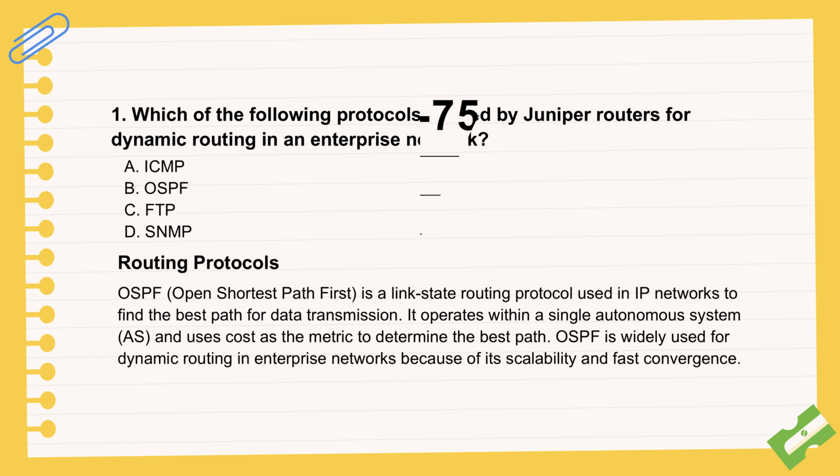Okay, let's dive in. First question gets right into dynamic routing. It asks, which protocol is used by Juniper routers for dynamic routing in an enterprise network? Options are ICMP, OSPF, FTP, SNMP. Well, OSPF jumps out immediately, doesn't it? It does. Open Shortest Path First. Right. The question specifically asks about dynamic routing in an enterprise setting, and OSPF is a classic link state protocol built for that.